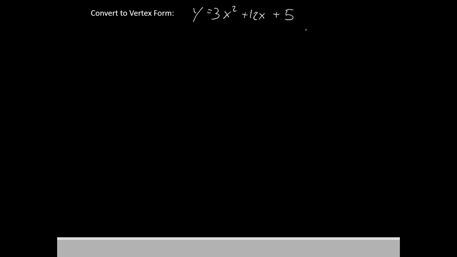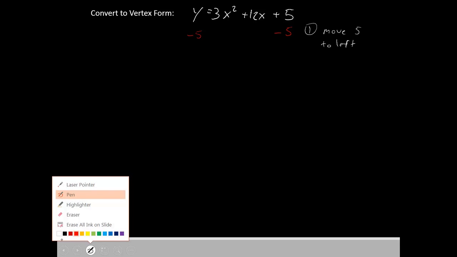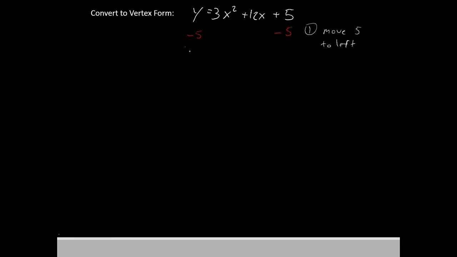Now, we want to have as few terms as possible on the right, so there's less chance of making a mistake. So I would recommend for your first step that you move the constant term, that's the 5, to the left. Okay? So let's take this plus 5 and subtract 5 from both sides to move it to the left. That's going to give us y minus 5 equals 3x squared plus 12x.